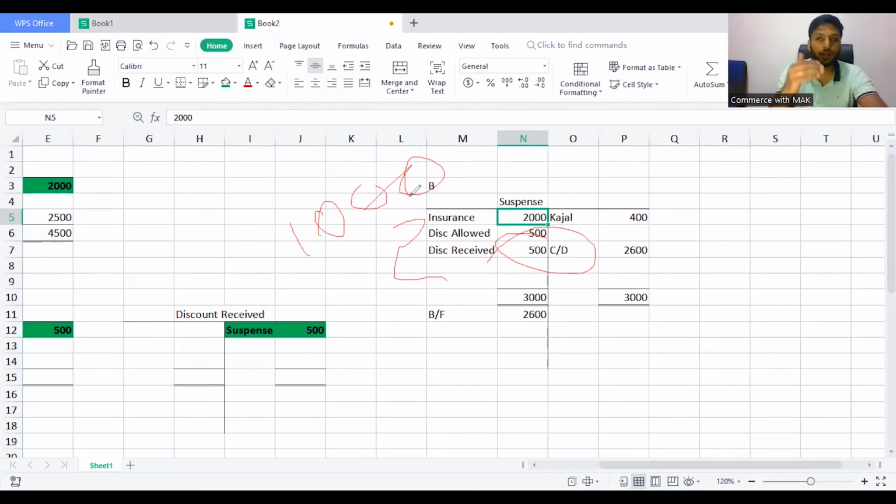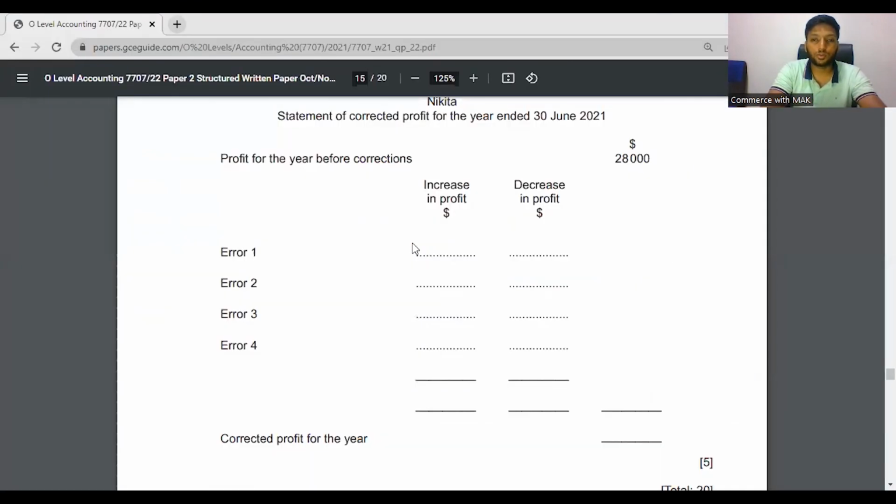The reason: 500 is discount allowed. So I have taken it as discount allowed. If I take it as discount allowed, it is my expense. It would have reduced my profit. So now I remove the discount allowed. If I remove the discount allowed, what would happen? My profit would increase by 500. But not only that, discount received will also increase my income. So both together will increase my profit by 1,000. So I'll write here, error 1 has an increase of amount 2,000. Error 2, we have an increase of amount 1,000.